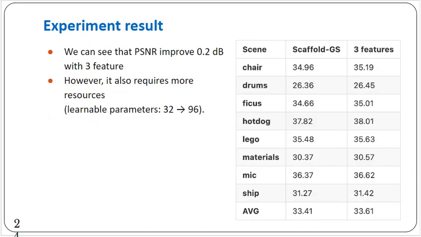And this is our result. We can see that the PSNR score improves 0.2 dB with three features. However, it also requires more resources. We can see that the learnable parameters change from 32 to 96.